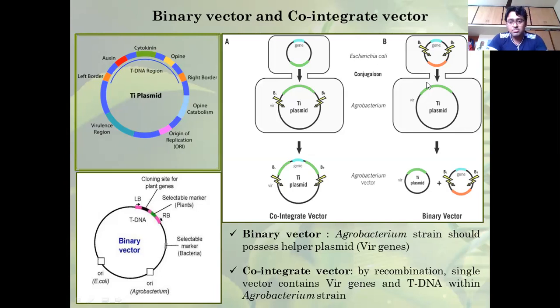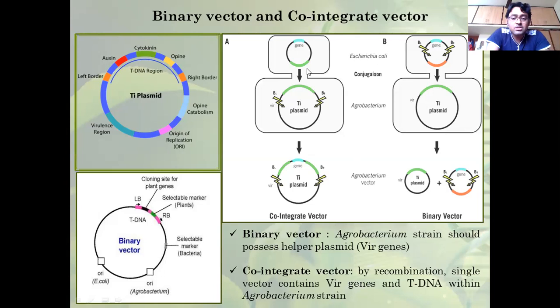So this tDNA carrying vector is called the binary vector, because within the Agrobacterium system there is another plasmid, the helper, which mainly possesses the vir genes. With the help of those vir genes, the tDNA will be transferred from the Agrobacterium to the plants when the plants are infected or co-cultured with that Agrobacterium strain.